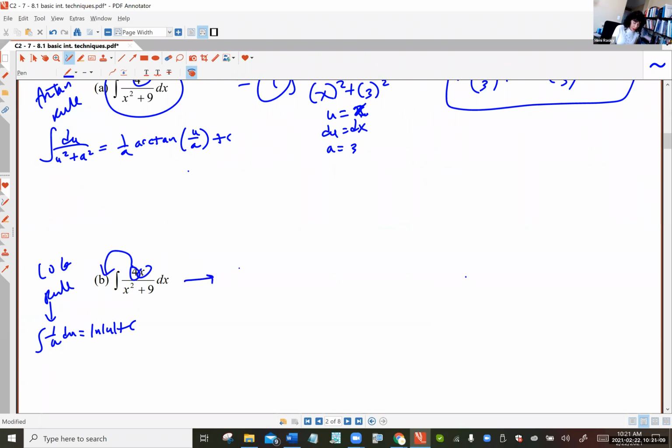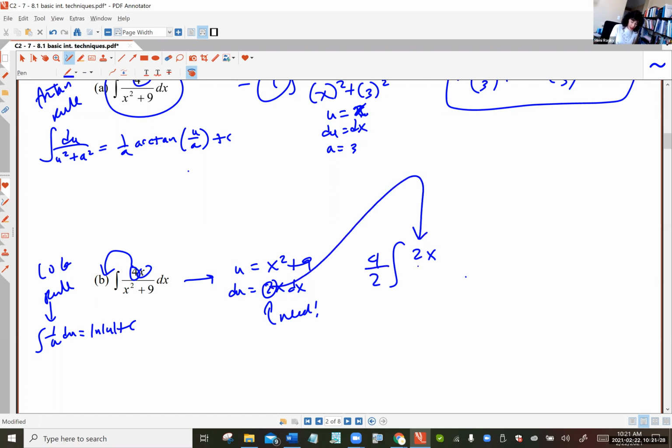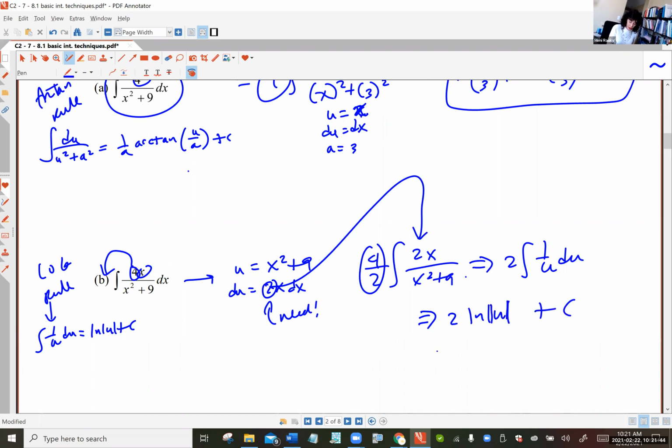And so if you identify your u and your du here for the log rule, the denominator is the u, and then a derivative of x squared plus 9 is 2x dx. And so it turns out I need a 2, and I have a 4 out in front, but I'm allowed to put a 2 in, provided I divide it out. That's how I do this kind of u sub. And then now when I rewrite this in terms of u's, this is just a 2, and now it looks like 1 over u du for the integral. So then I have my 2 ln of u plus c with absolute value around the u. And then here I get my final answer.